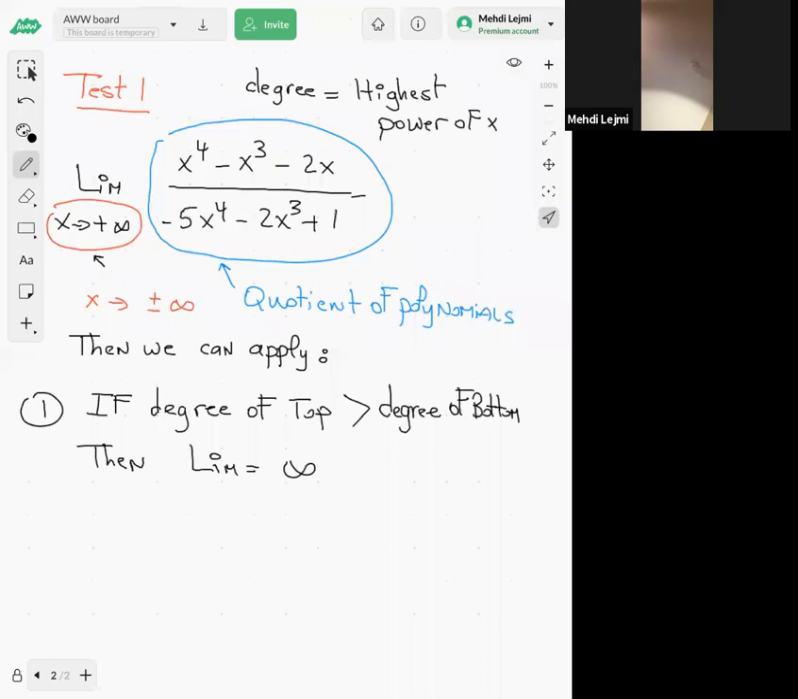Right? If the degree of the top is less than the degree of the bottom, okay, then the limit is just 0.